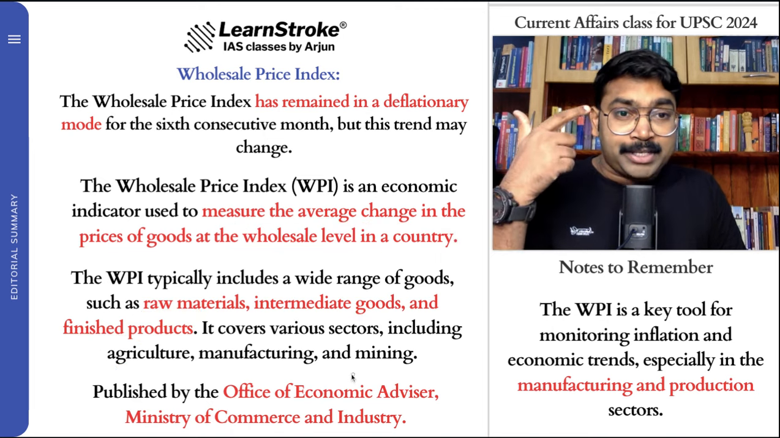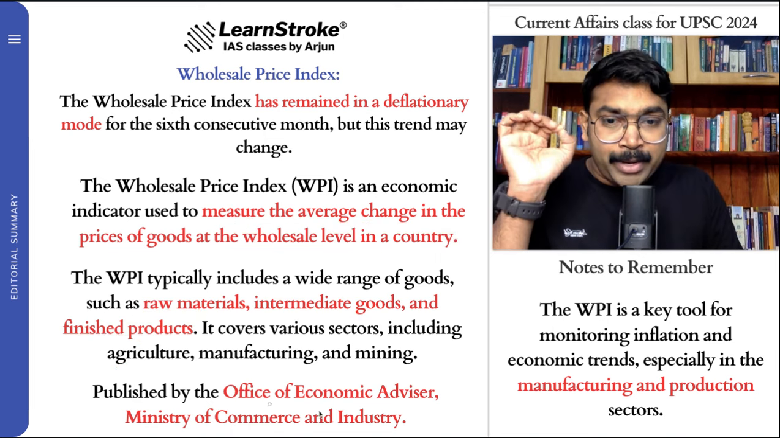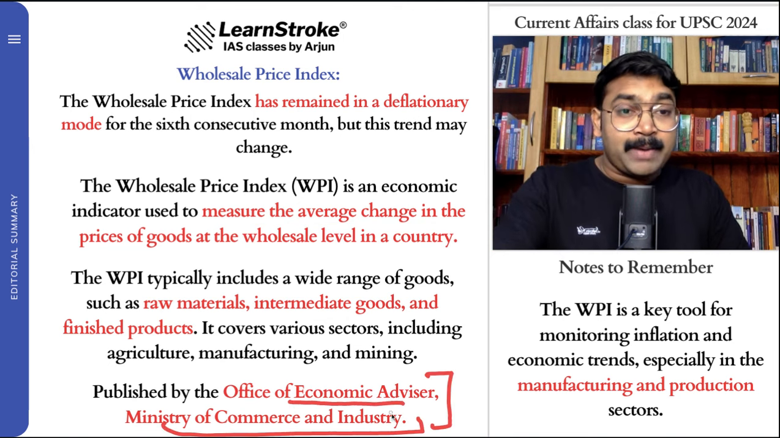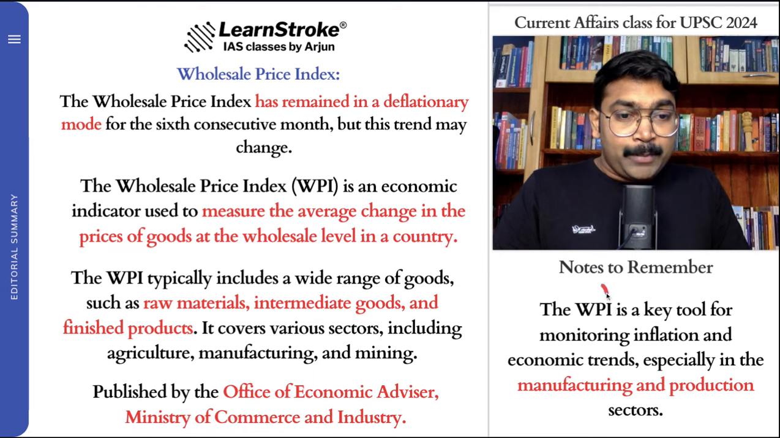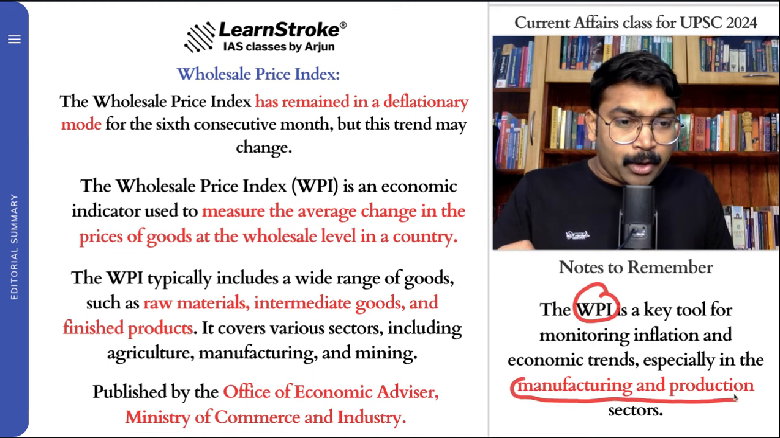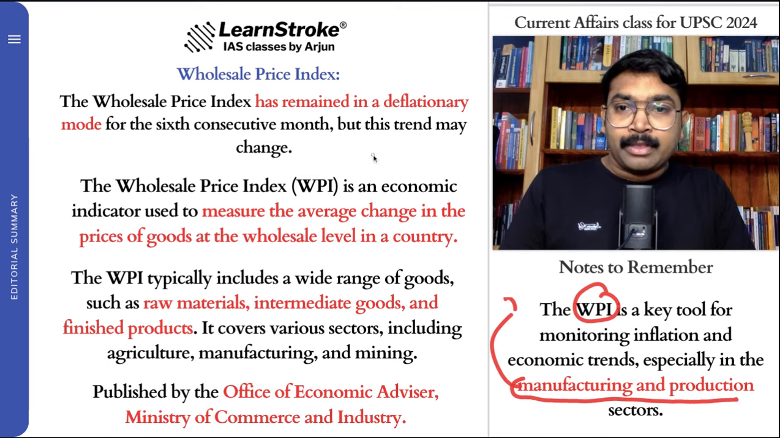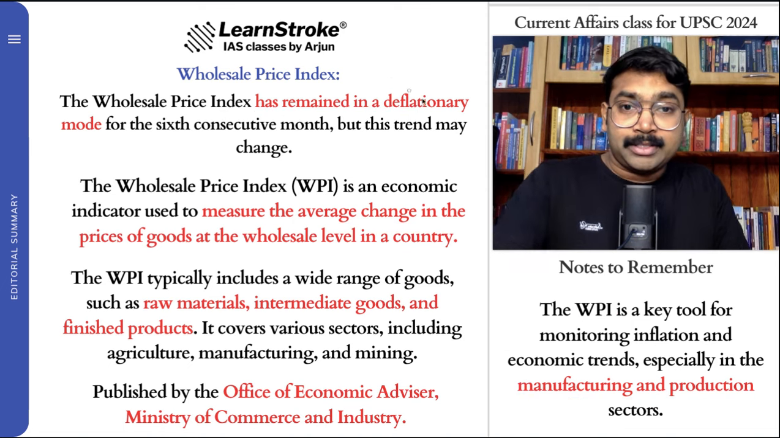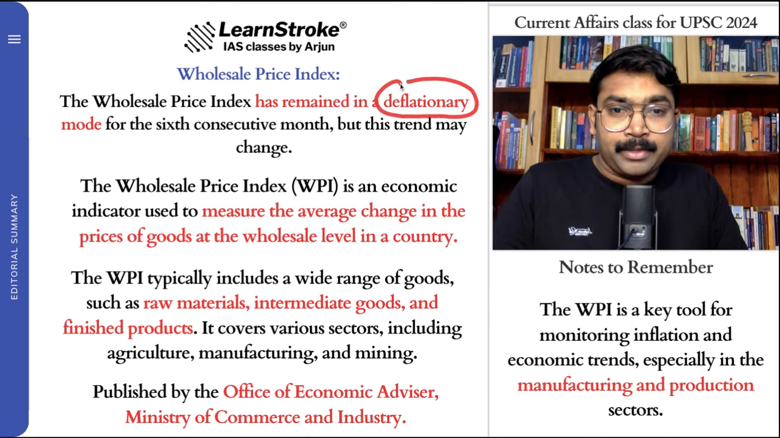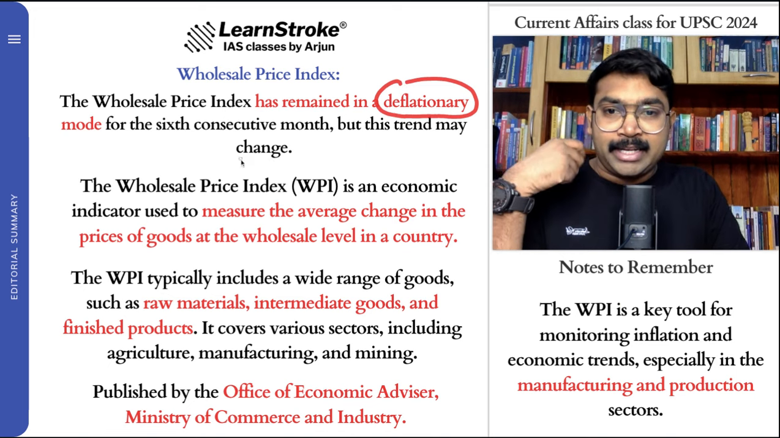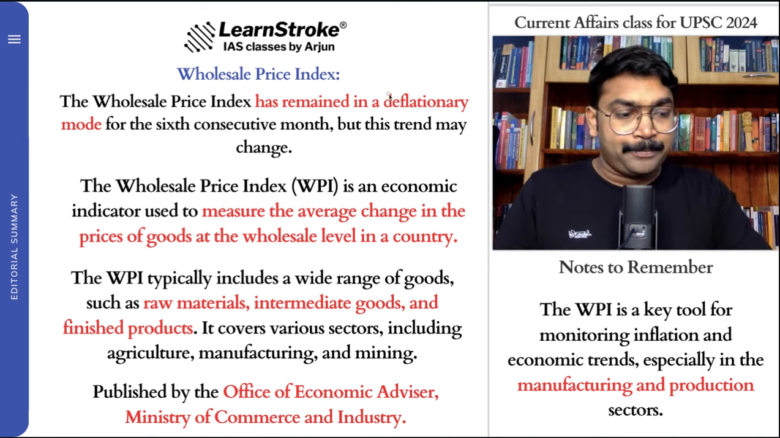Who publishes it? CPI was published by whom? But the WPI is published by the Office of Economic Adviser, Ministry of Commerce and Industry. So this can be an expected question for the prelims also. WPI is a key tool for measuring inflation and economic trends, especially manufacturing and production, because it's at the wholesale level. The wholesale price index has remained deflationary for the 6th consecutive month; this trend may change. Inflation is price rise, deflation is price coming down. So this is about the WPI. I hope you got the difference between CPI and WPI.